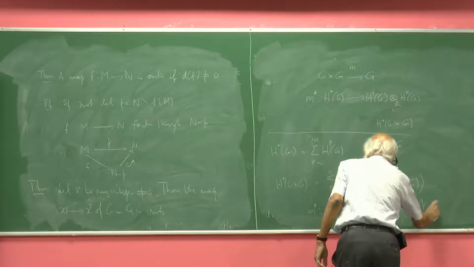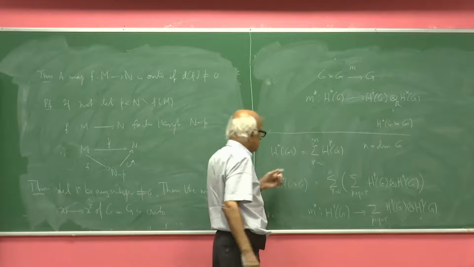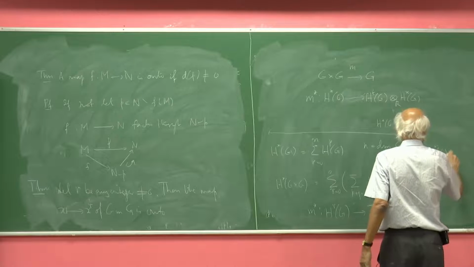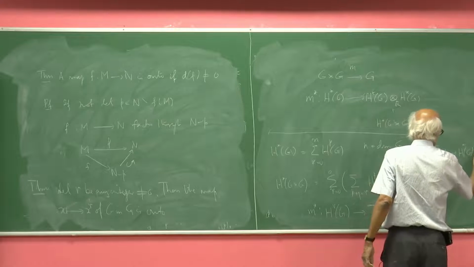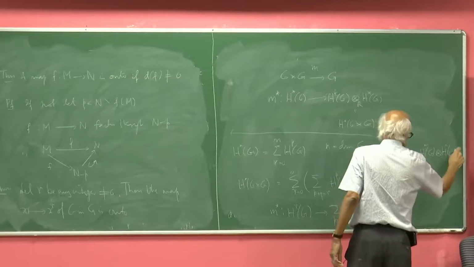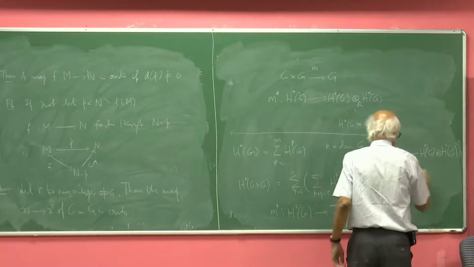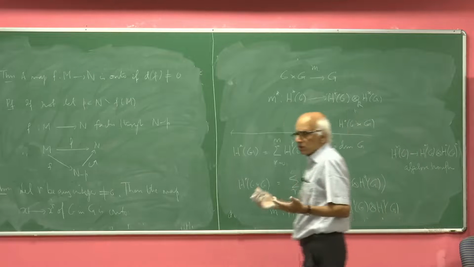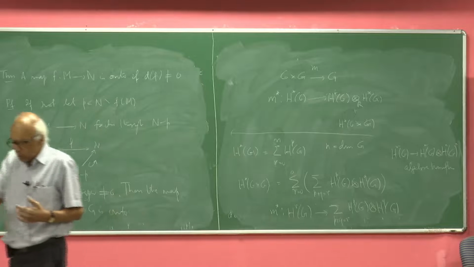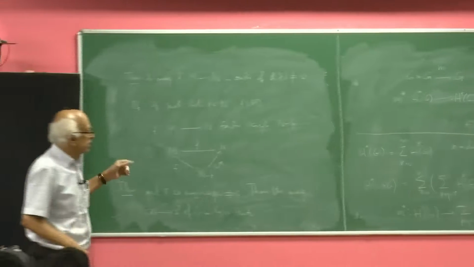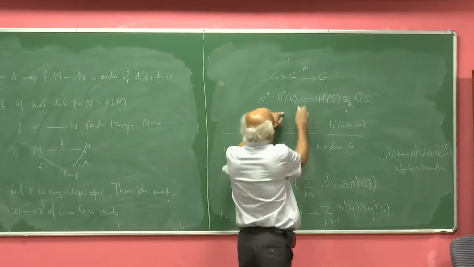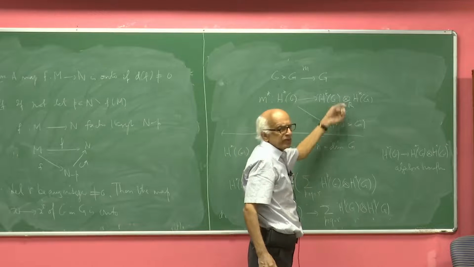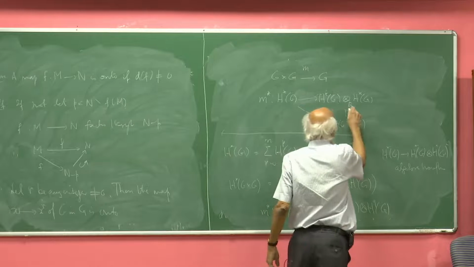Consider this conjugation. And this mapping of H star G to H star G tensor H star G is an algebra homomorphism. Cohomology is a functor from the category of topological spaces to the category of rings. And so this mapping M star, the induced mapping in cohomology, is a ring homomorphism, and this has been identified with this ring. As rings, this is an isomorphism.